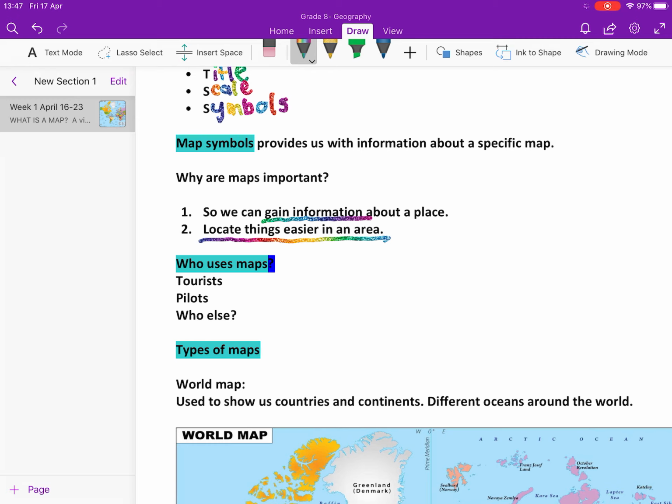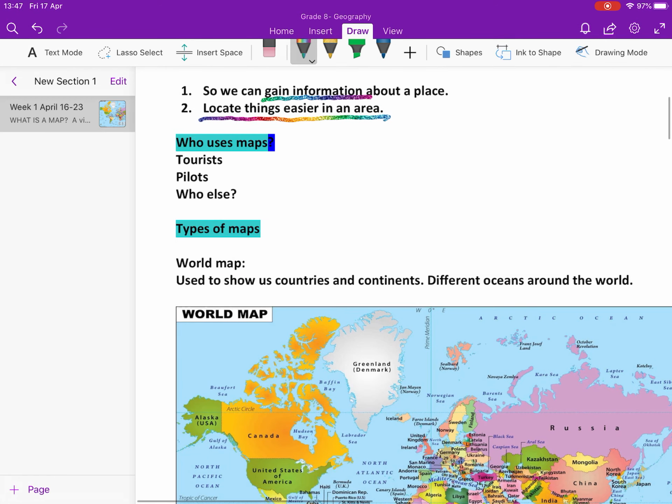If we want to get from our house to our friend's house, we can use a map. So it helps us to locate things easier. Who do you think will use a map? Tourists, definitely, when they are traveling. Pilots will use maps to see where the landing strip is, where they can land the airplane. You can maybe think of a few more examples of who else would use a map.